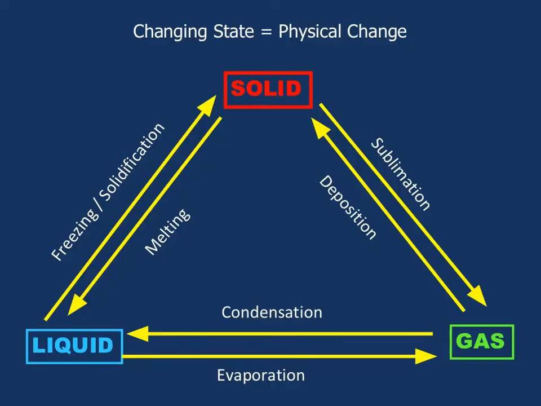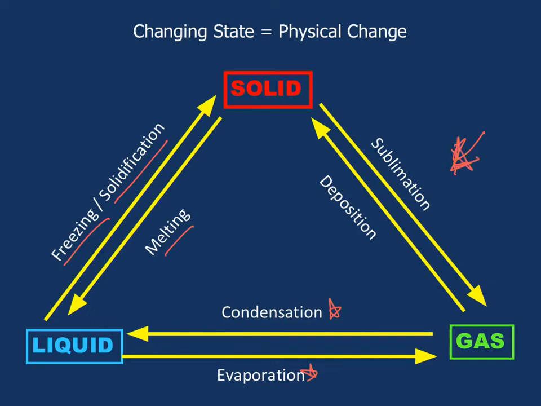So here, a really common physical change that we see a lot in chemistry are changes in state. These should look fairly familiar to you. When things change from a liquid to a solid, we call that freezing or solidification. Solid to liquid, that's melting. Liquid to gas, that's evaporation. Gas to liquid, condensation.